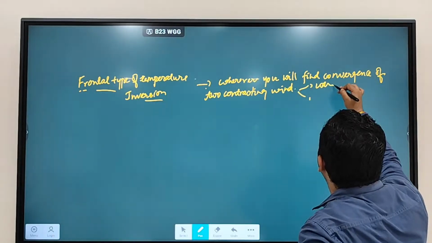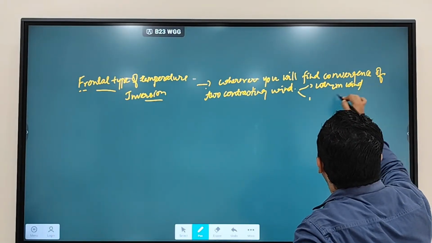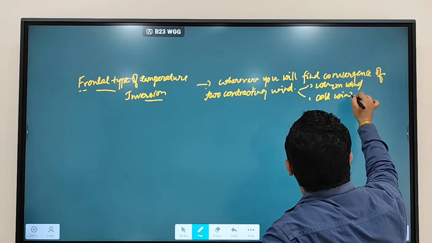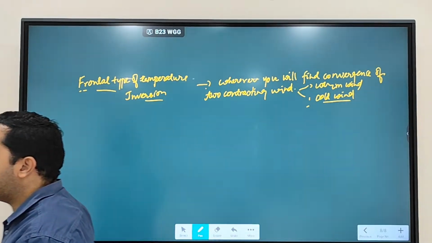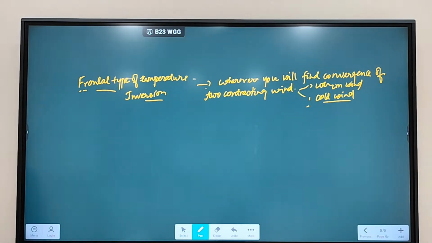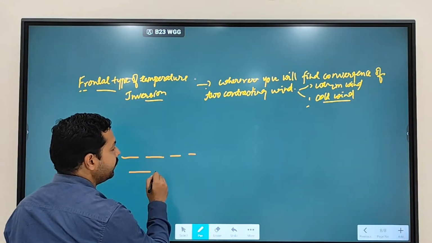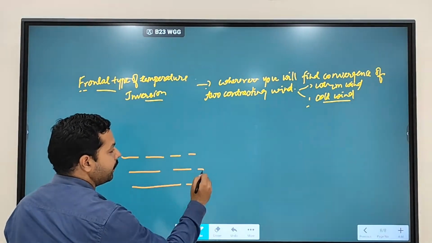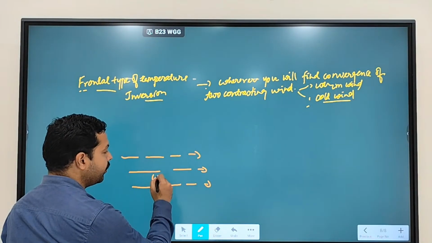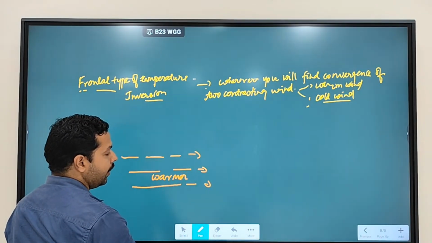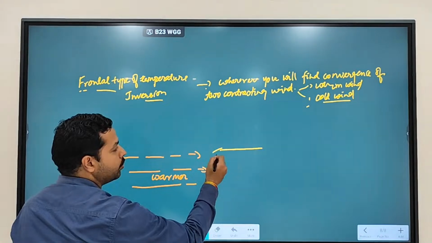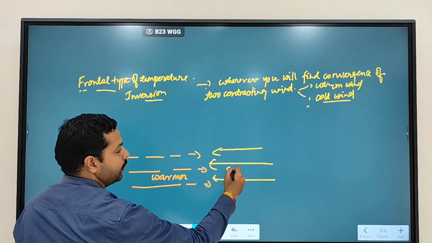Generally one could be warm wind and another could be cold wind. So warm wind generally has which type of pressure? Low pressure. Cold wind generally has which type of pressure? High pressure. So you'll find different types of pressure or temperature with regard to this type of inversion. Clear? So let's say this wind that is coming is a warmer wind, and this wind that is coming over here is a colder wind.